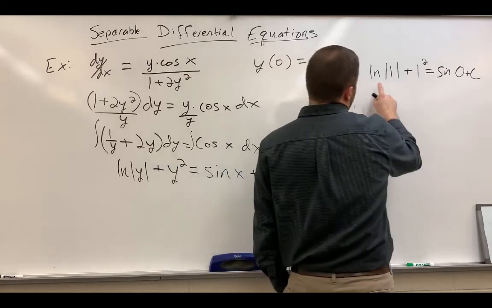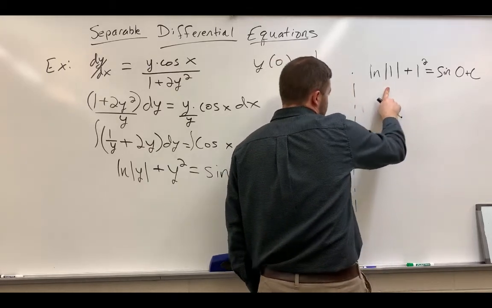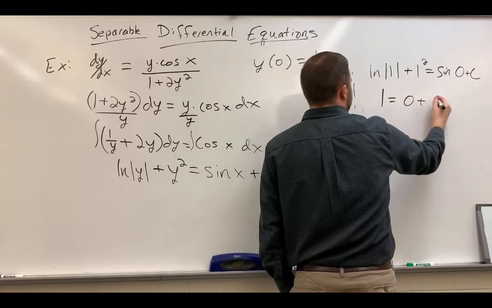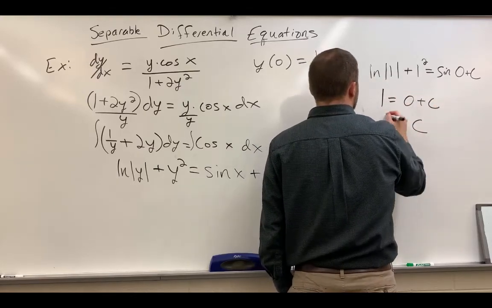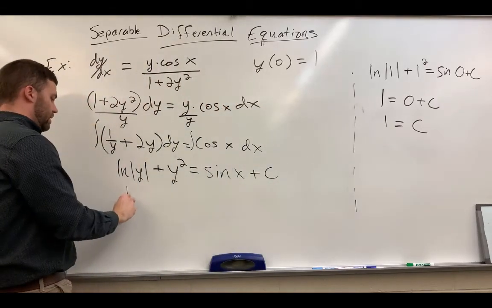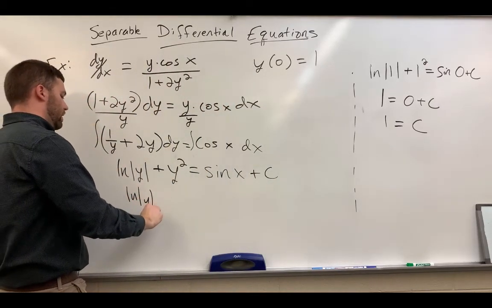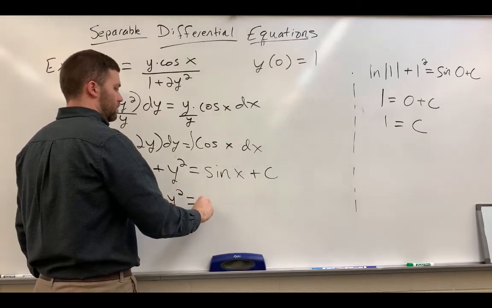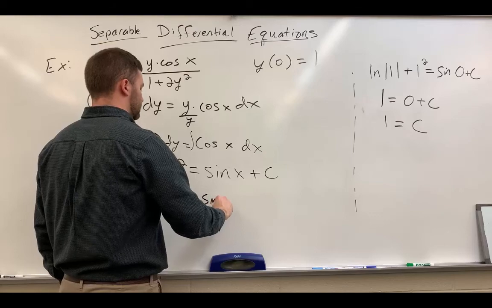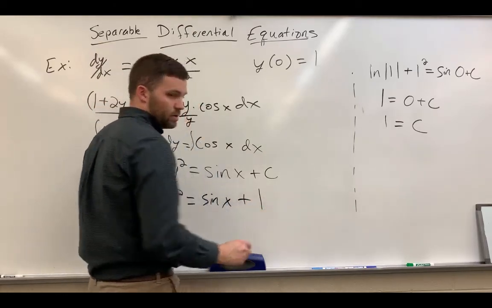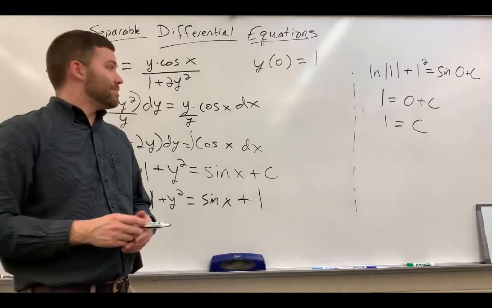Alright, so I end up with natural log of 1 is just 0, plus 1 is 1, so I end up with 1 equals 0 plus c. In other words, c is equal to 1. Okay. And so let's write our final answer here then. Natural log of absolute value of y plus y squared equals sine of x plus 1. Okay, and that's it for that one.